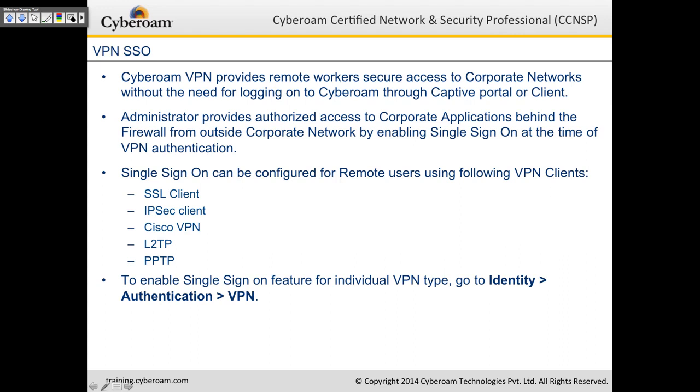So single sign-on can be configured for remote users using the following VPN clients. You can either use the SSL VPN, IPsec VPN, Cisco VPN, L2TP, or PPTP. Use either any of these VPN clients, and there will be VPN single sign-on performed by Cyberoam. Now the question is, how do you enable that? So to enable single sign-on feature for individual VPN type, you need to go to Identity, Authentication, and VPN. And here you can enable the VPN single sign-on.